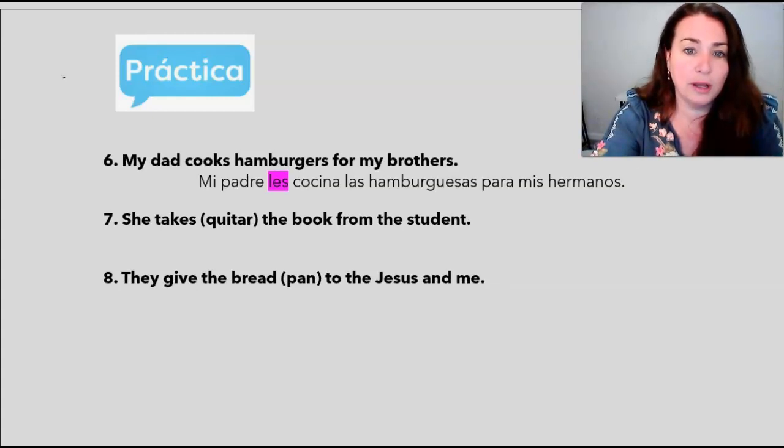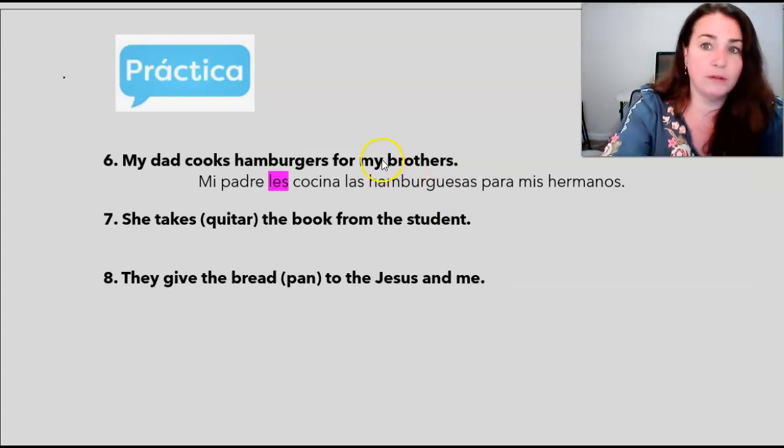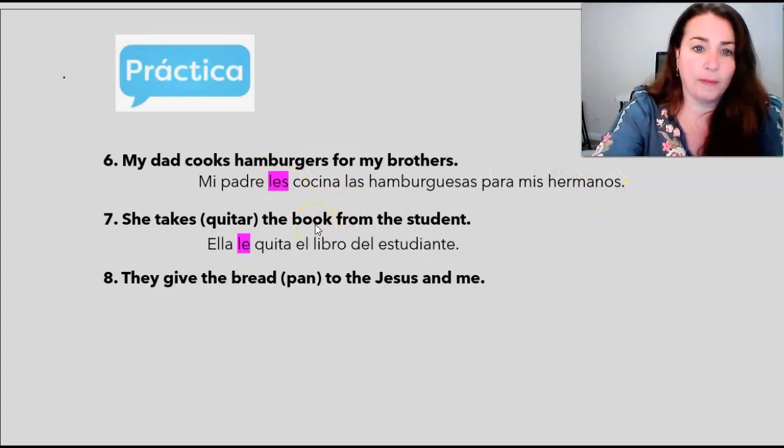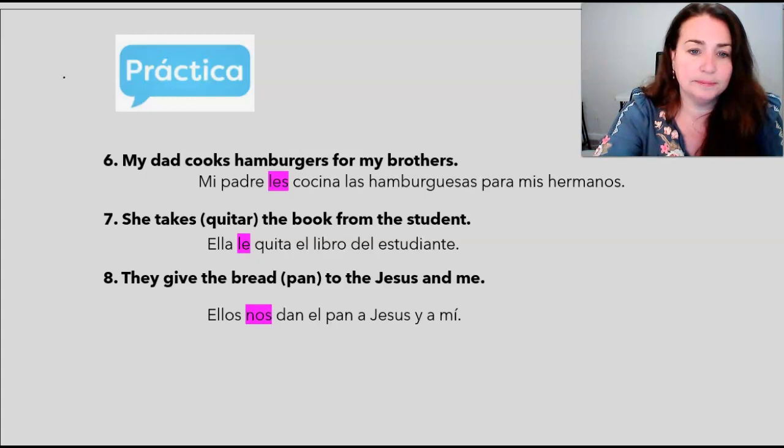Mi padre les cocina las hamburguesas para mis hermanos. We don't have the conversation going already. We don't know. We're going to leave the brothers in there, mis hermanos. But we're also putting the les up front. Ella le quita el libro del estudiante. Ellos nos dan el pan a Jesús y a mí.